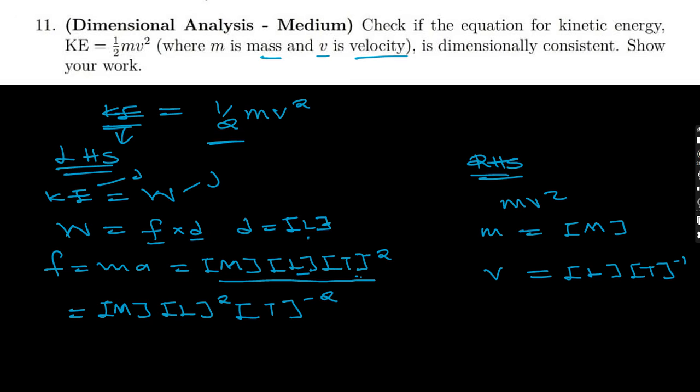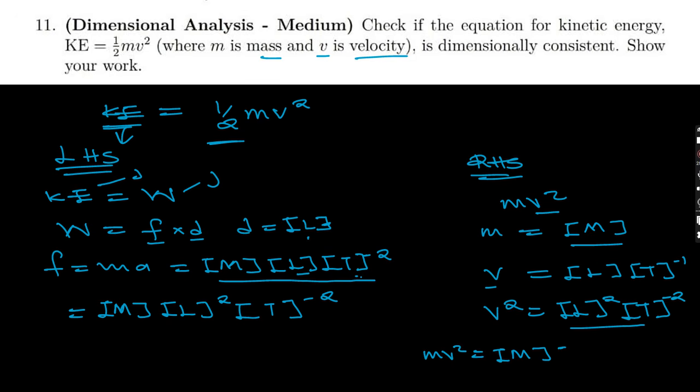Okay, now think about this. We have been given v squared. That means we are going to square this, because you have v squared, not v. So we're going to have L squared, then t also squared, because it is negative, we're going to have t to the power negative 2 there. Now multiplying the two, we are going to have our m v squared there to be M, then L squared, also t to the power negative 2.